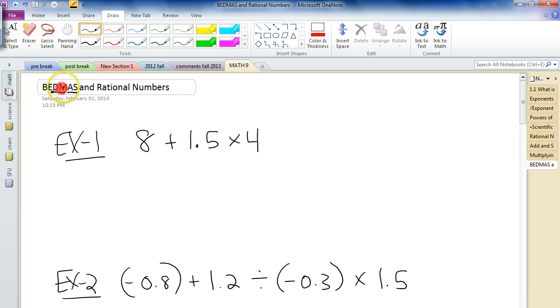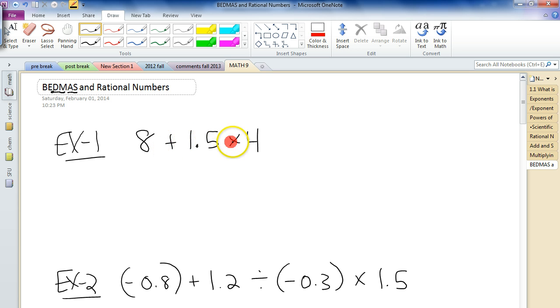So if you have a dividing and multiplying, the order that you choose is you go left to right. Same thing with adding and subtracting, they're at the same level as each other. So if you have adding and subtracting, you go left to right in order. But dividing and multiplying come before adding and subtracting. So let's take a look at this.